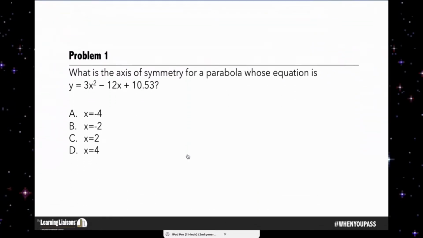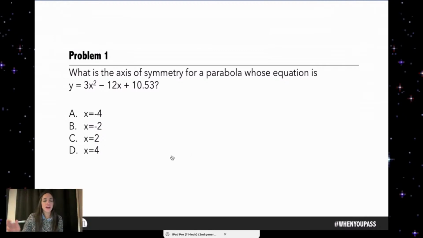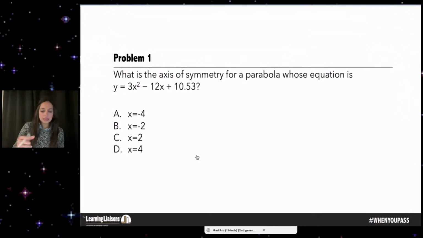Problem number 1. What is the axis of symmetry for a parabola whose equation is y equals 3x squared minus 12x plus 10.53? So when we're looking at this, they are asking us for the axis of symmetry.